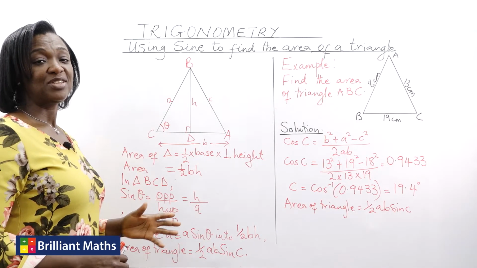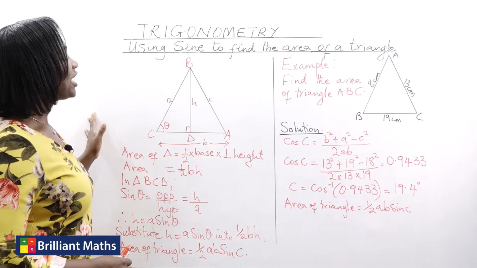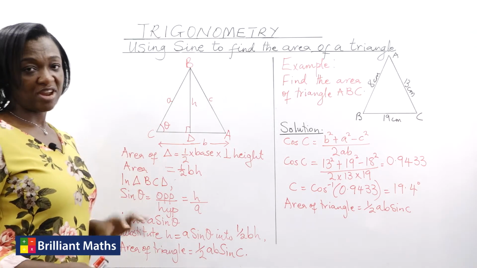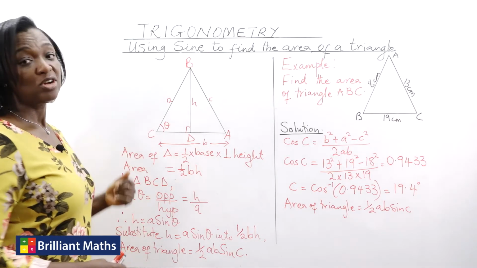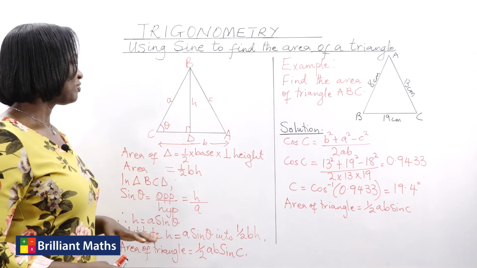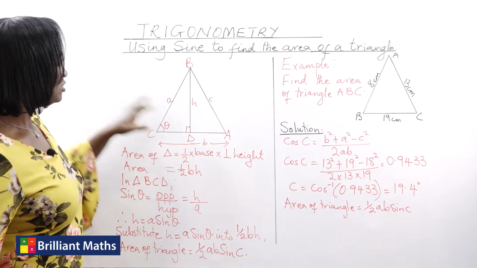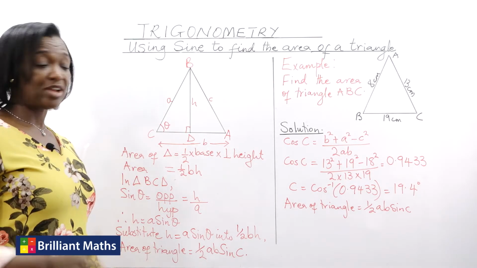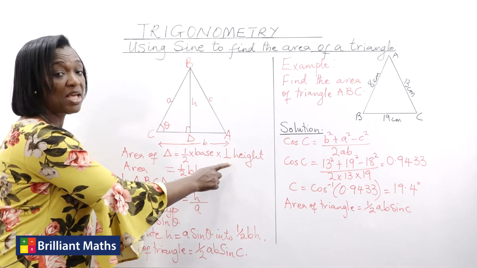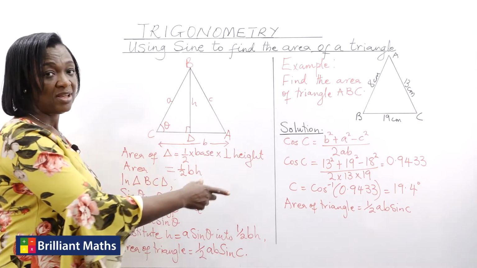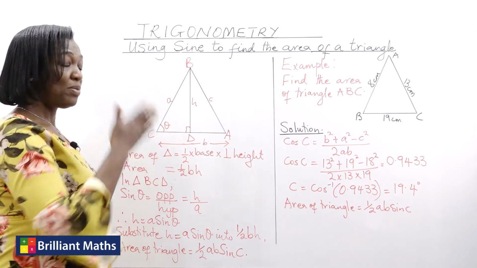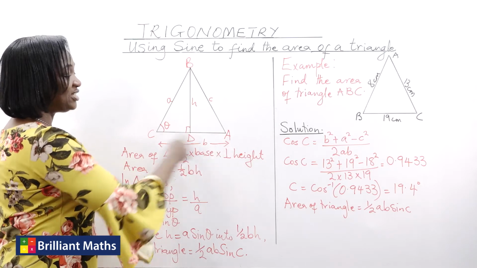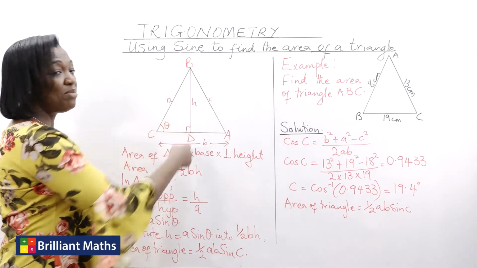In this part of the lesson, we want to look at how we can use the sine rule to find the area of a triangle. Still working on trigonometry, as you can see. So we have a triangle ABC, and we know that the area of a triangle is half base times perpendicular height. The base and the height have to be perpendicular. They have to meet at right angles. So for this base AC, the perpendicular height is BD.